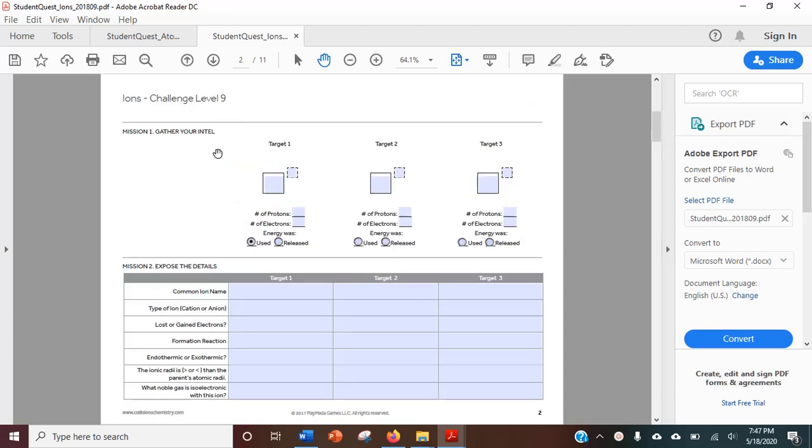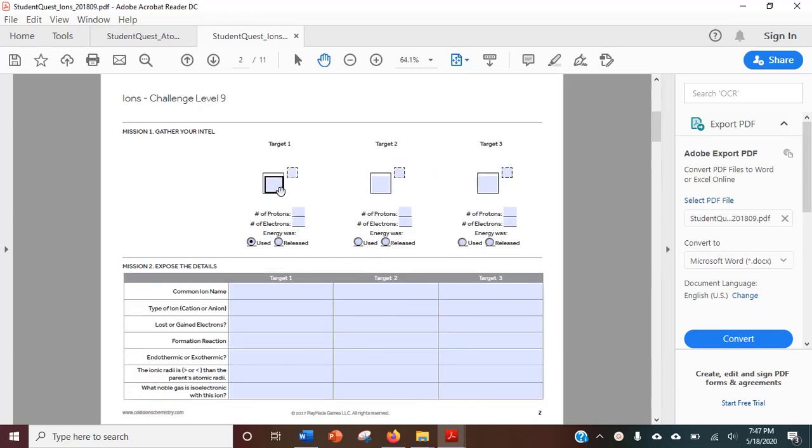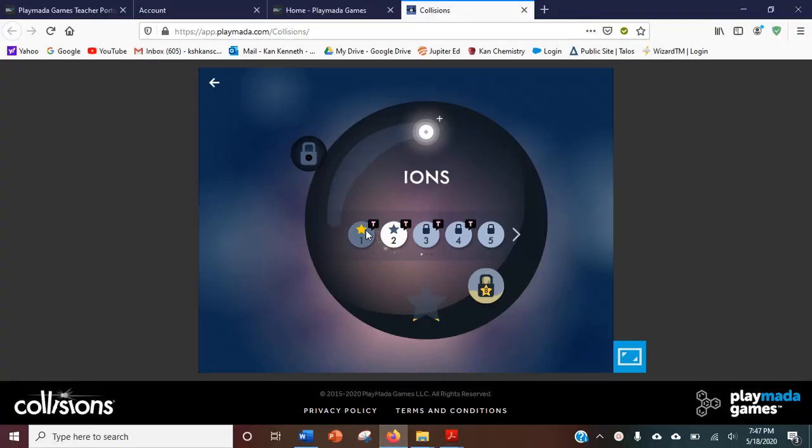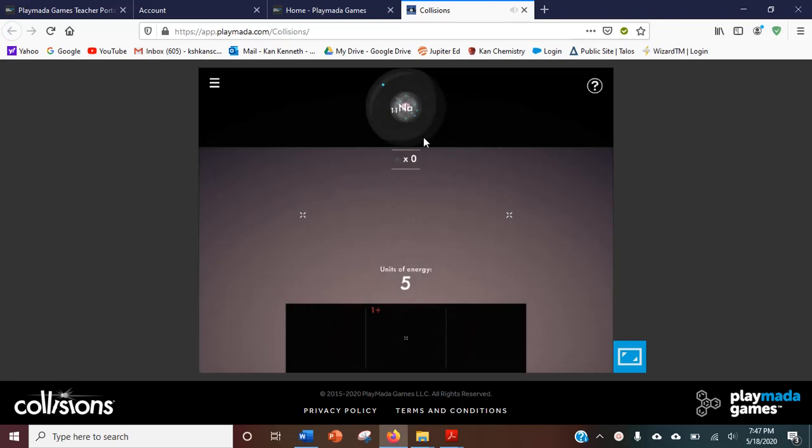Okay, so unlike the other lab, you do not need to go to a certain challenge level to complete this. You could just use challenge level 1, 2, 3, 4, as long as you fill in the information, because every single question is basically the same. So there's no need to wait until you're on challenge level 9. You could do it at challenge level 1 or 2 if you want. So let's do this. This is creating a positive ion.